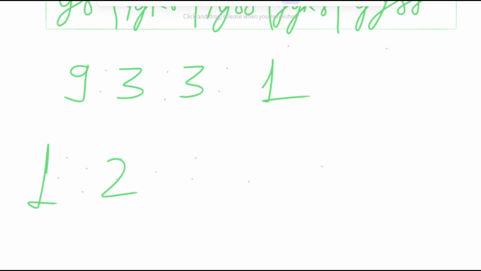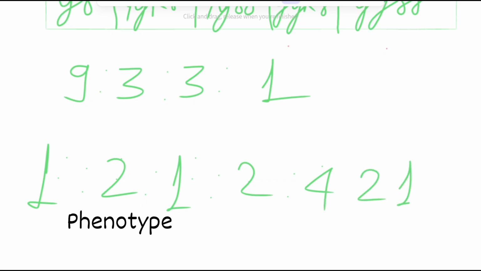9:3:3:1. So what is special in the dihybrid cross? We get new recombinations, that is round green and wrinkled yellow, and these were not present in the parents. So this shows that different pairs of alleles behave independently.